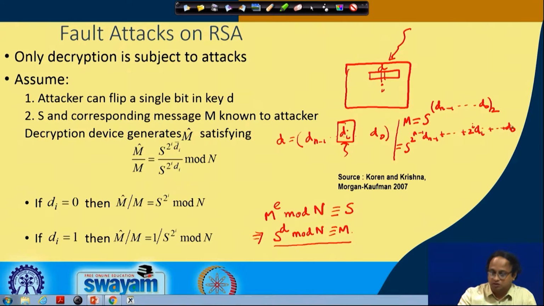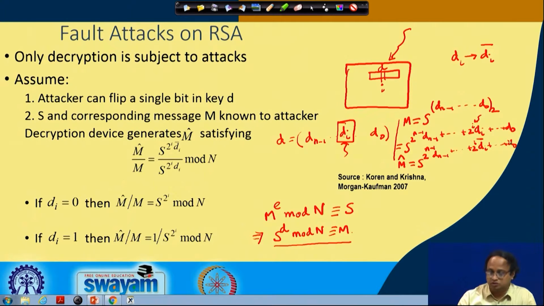D0. Okay. And now imagine that somebody is able to flip this Di, and therefore Di becomes Di hat because of the flip. So it gets complemented, a 0 becomes 1 or a 1 becomes 0, and therefore, rather than getting M, the attacker gets M hat, which is S to the power of 2 to the power of n minus 1 times Dn minus 1. So everything remains the same except the ith bit becomes Di hat, or Di complement, plus so on till D0.